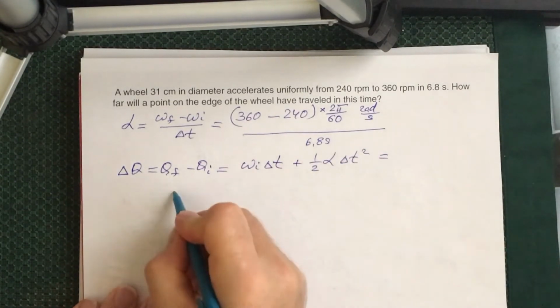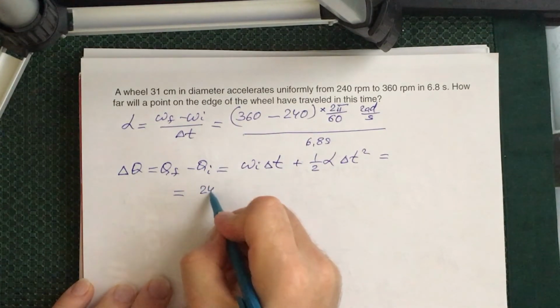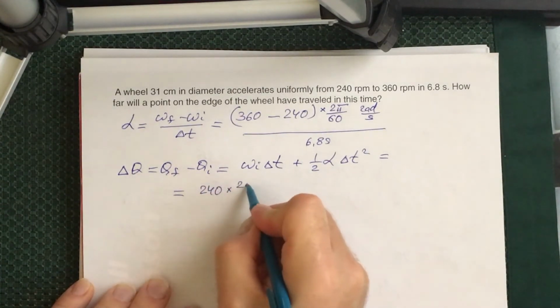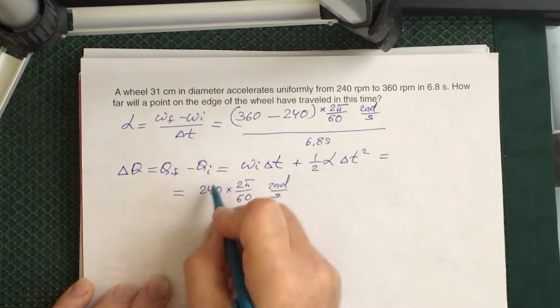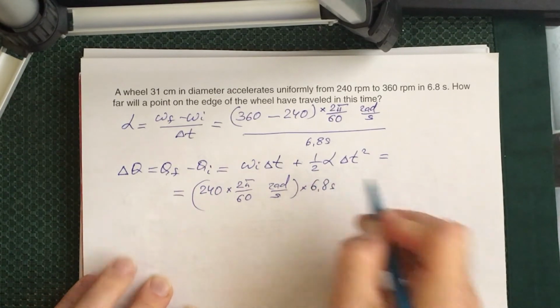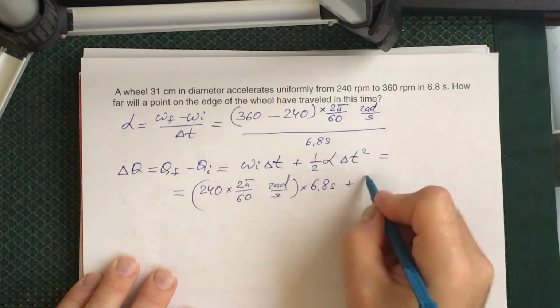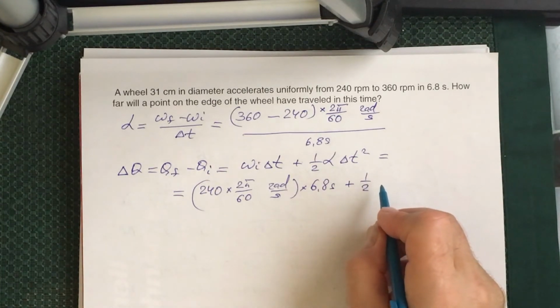So what I can do, I can put here my omega initial, which is 240 times 2 pi divided by 60 radians per second, multiplied by the time interval 6.8 seconds. Then I have to add plus 1/2 alpha. Alpha you have, of course, to calculate first. Without that you cannot do that.